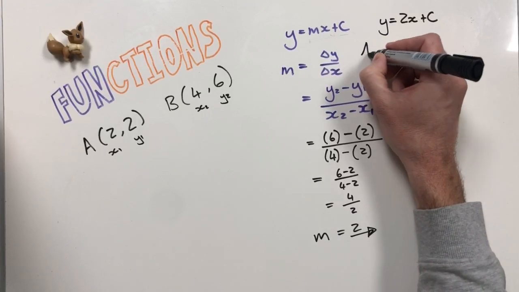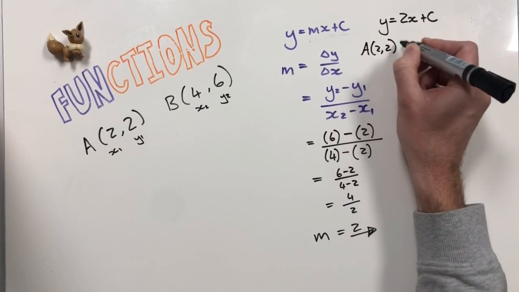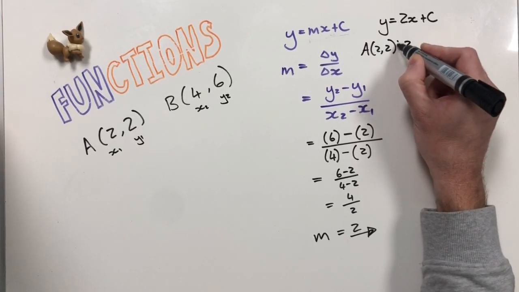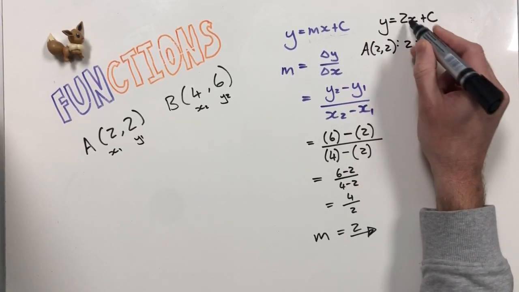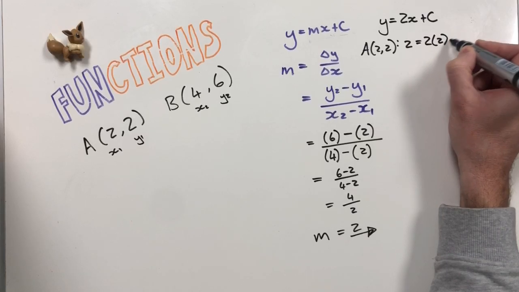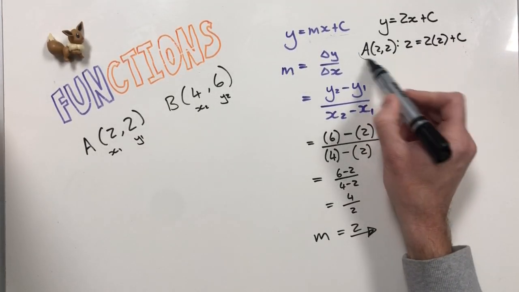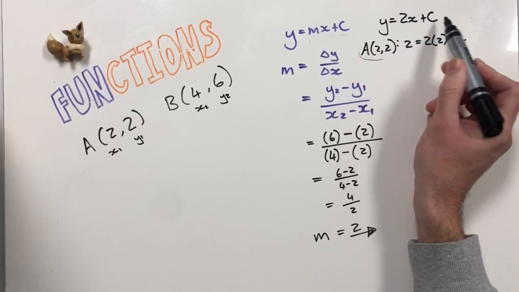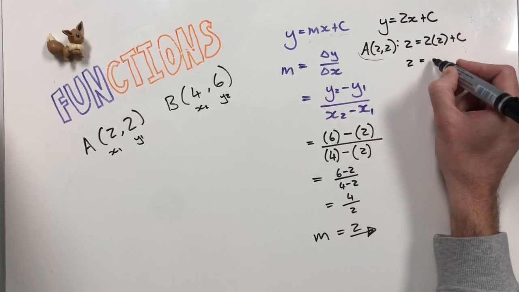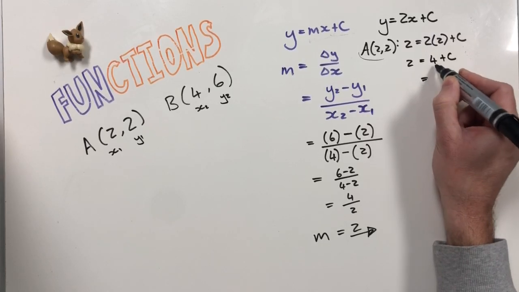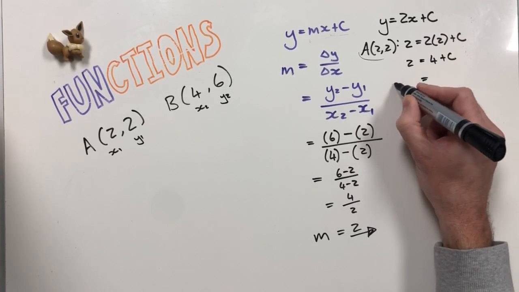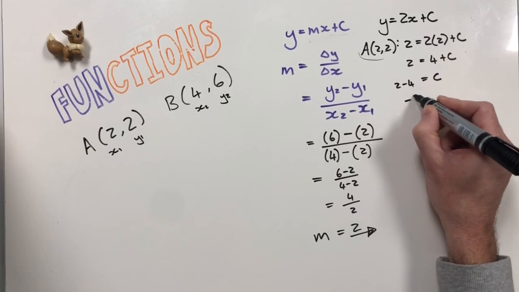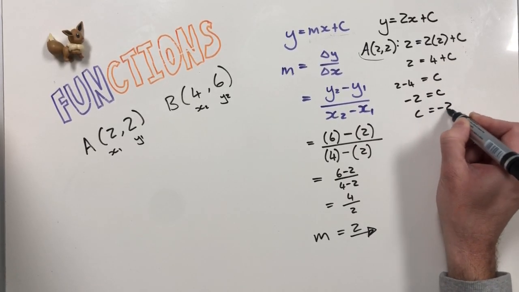So I can put in a into my function, and y is 2, is equal to 2 times x, which is also 2, plus c. So all I did is I took this coordinate and I took the x and y values and I put it in the x and y's place there. So now I have 2 is equal to 4 plus c. And if I take 4 off on both sides, then I have 2 minus 4 is c. So minus 2 is c, or c is minus 2.